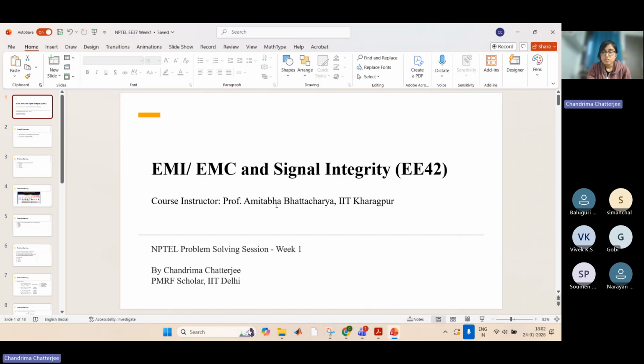Yeah. So are you able to see the screen? Yes. Yes. Okay.